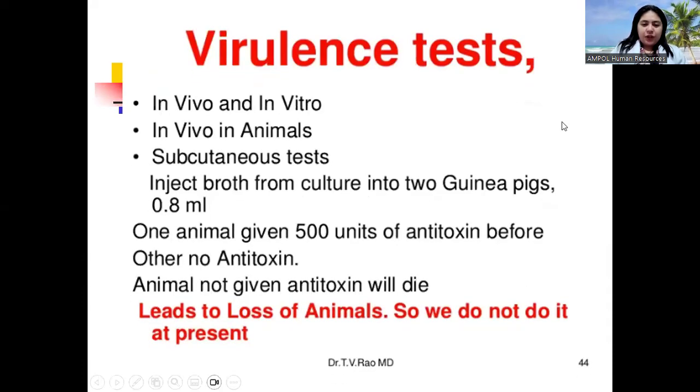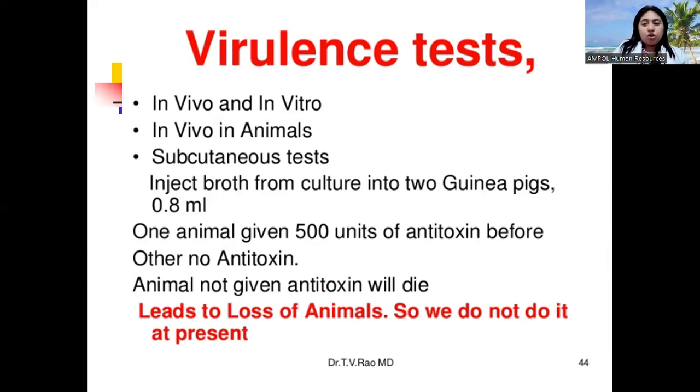So virulence test of your diphtheria, we can do in vivo and in vitro. In vivo, in animals, but again, wala na tayo animal inoculation test. Subcutaneous tests, pwede pod, no? Inject broth from culture into 2 guinea pigs, 0.8 ml. One animal is given 500 units of antitoxin before introduction of the toxin, and the other wala siya antitoxin. So the animal that is not given antitoxin will die because wala man siya antibodies against that toxin. So it will lead to loss of animals. And that's why we cannot do it at the present time.